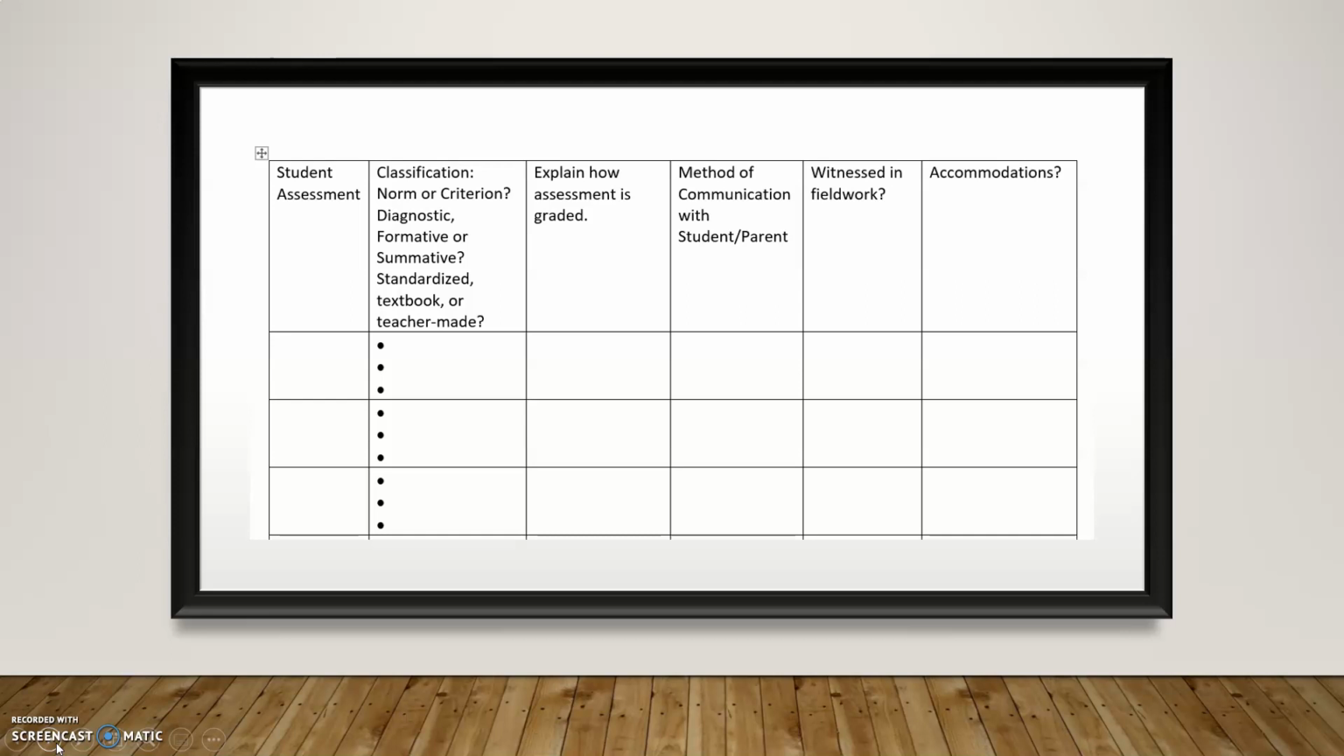In column 1, list at least 4 assessments from the classroom. Be specific, don't just put science test. Use the wording of the standards. Science test on phases of matter, for example.